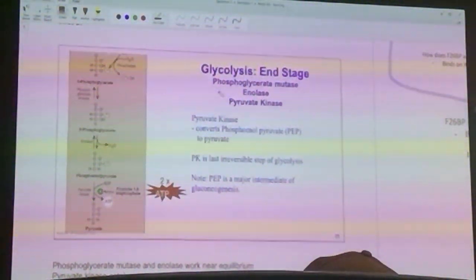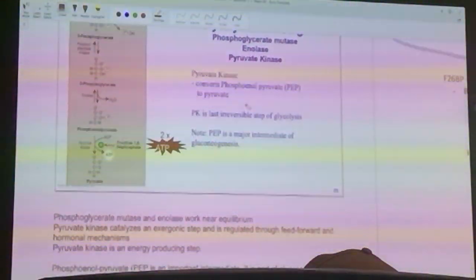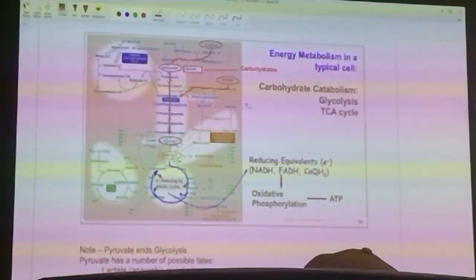And then just know pyruvate kinase makes ATP. Okay. Any questions so far?